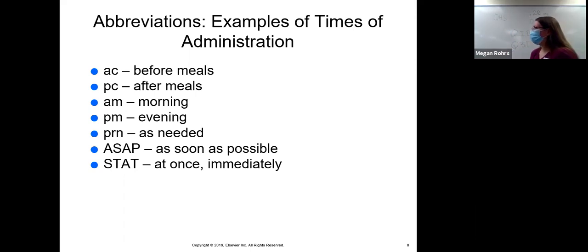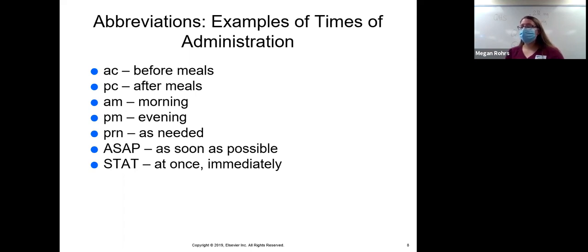ASAP, as soon as possible. So that is a type of order. They need to take priority over the new orders that you're working on. And then stat orders, they are taking precedence even over the as soon as possible orders. So how long should a stat order be done in?